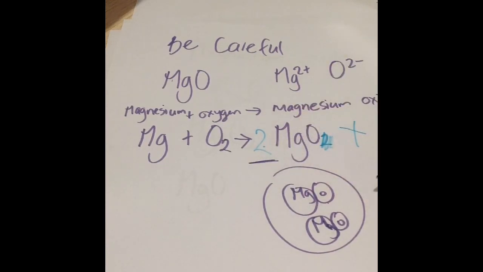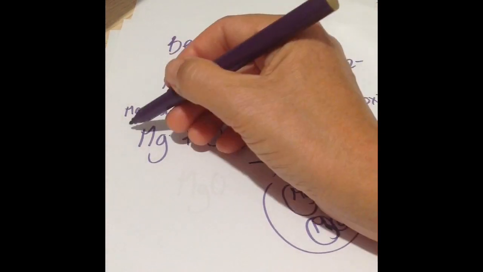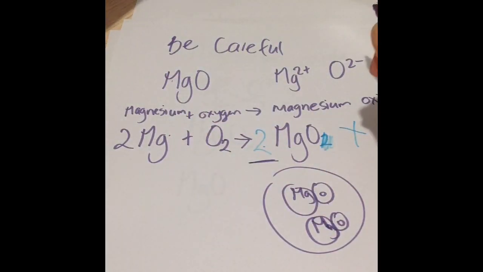We add coefficients. Because I've added 2 to the front, I need to go back here and add 2 magnesium atoms on this side.